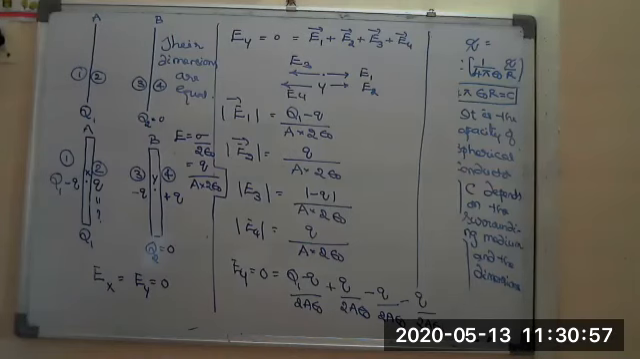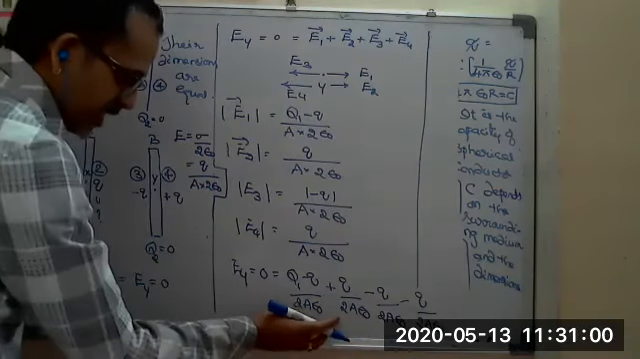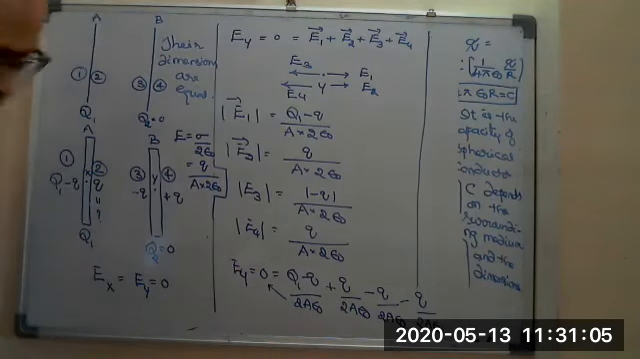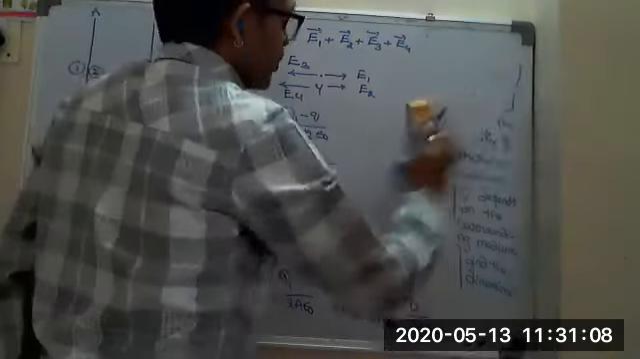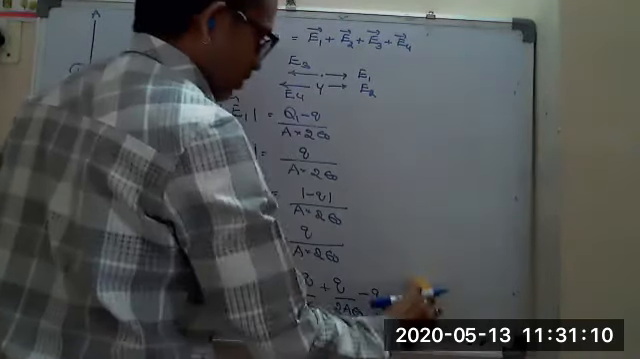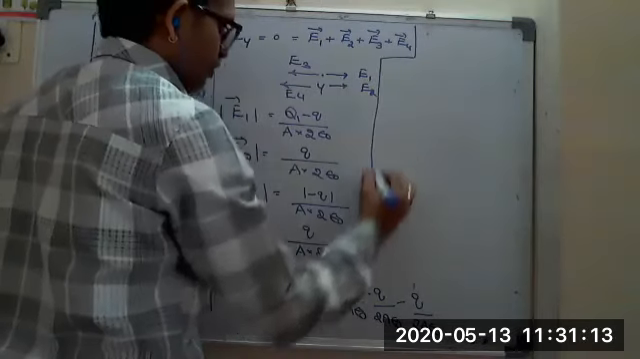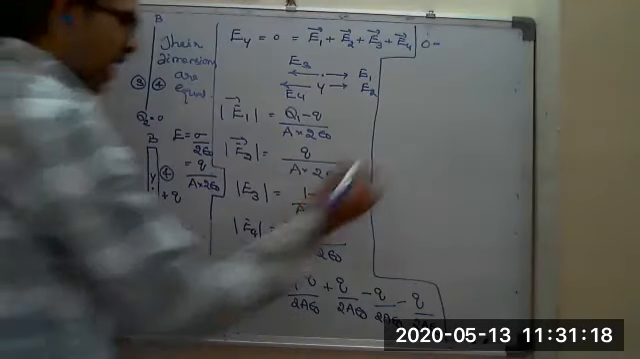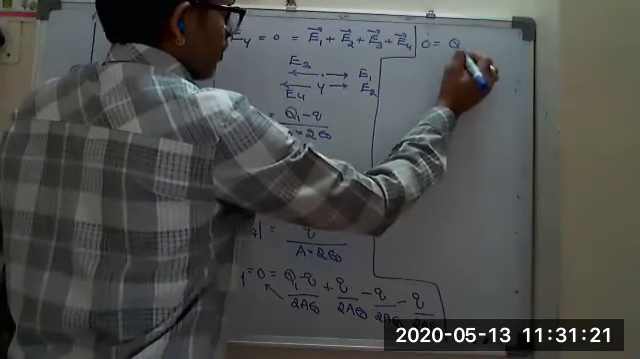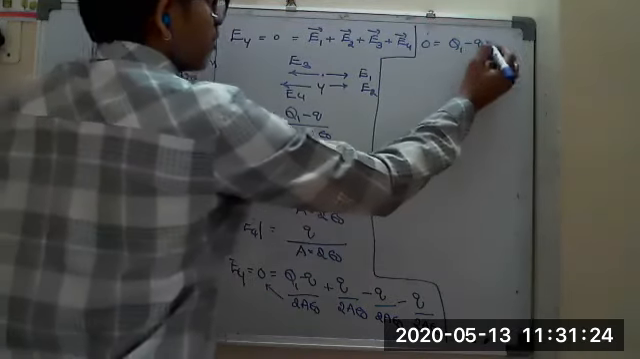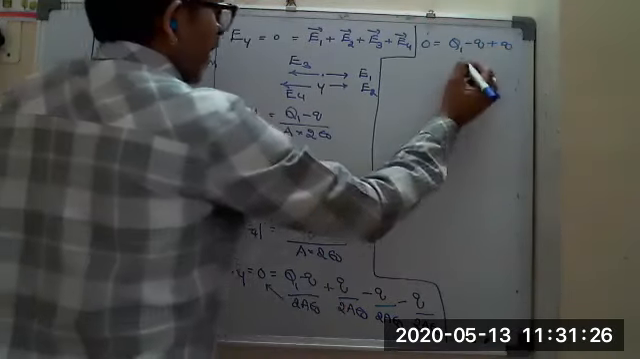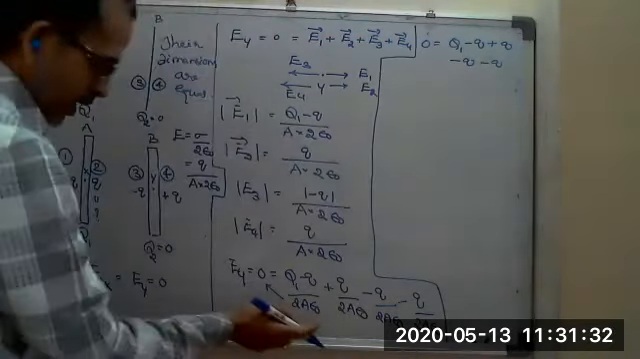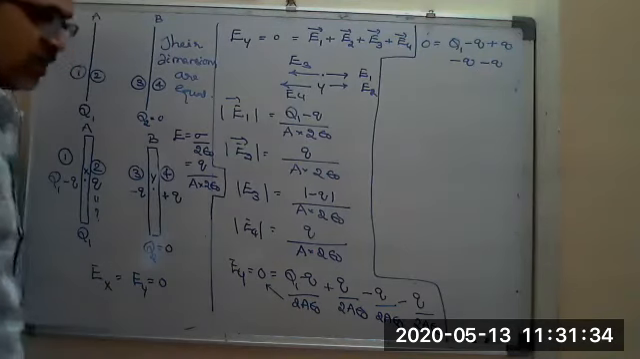Look at here, by taking 2A epsilon naught as LCM and cross multiplying with 0, you will get left hand side 0, and 0 equals Q1 minus Q, followed by plus Q, followed by minus Q, and then followed by minus Q. Common 2A epsilon naught is already cross multiplied with the 0.